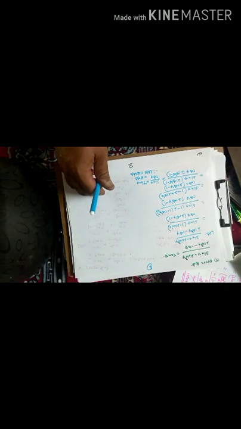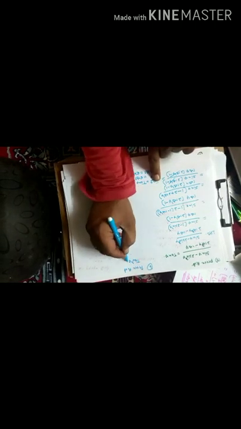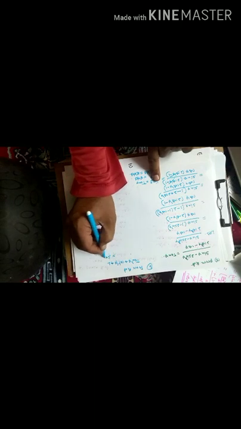What is my sixth question? Sixth question is, prove that tan square theta plus cot square theta plus 2 is equal to sec square theta cosec square theta. So this is the question. So prove that tan square theta plus cot square theta plus 2 is equal to sec square theta cosec square theta. I want to prove.